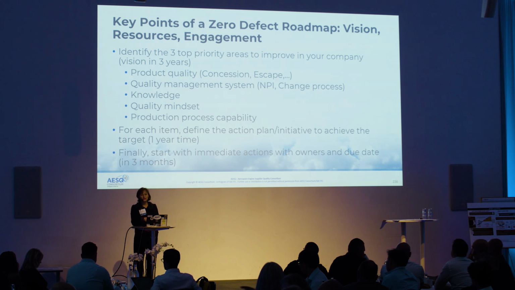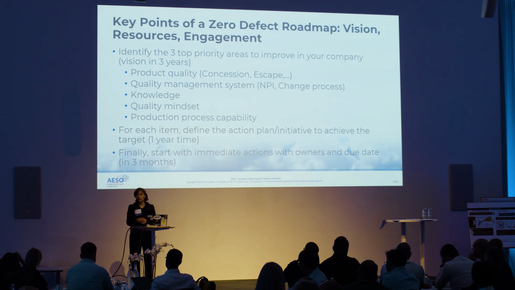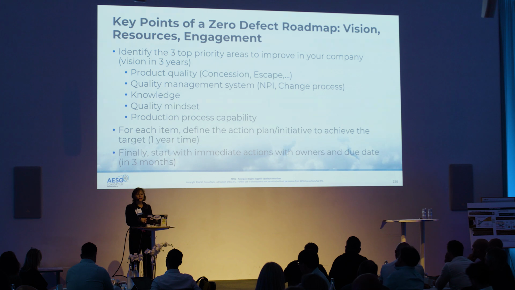And as well, if your quality performance is not satisfactory, why? Is it because of human factors, or is it because your production process capability is not at the expected level? So what we want is that, as you have limited resources and you need to be realistic, you should think about the top 3 priority areas as the first step.